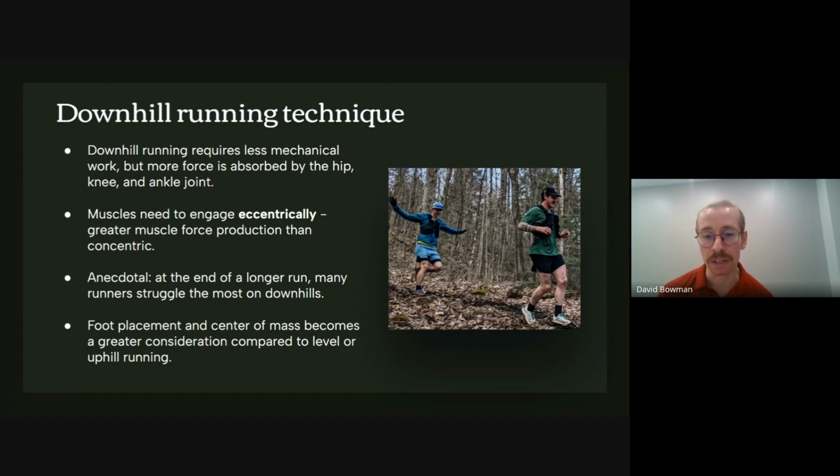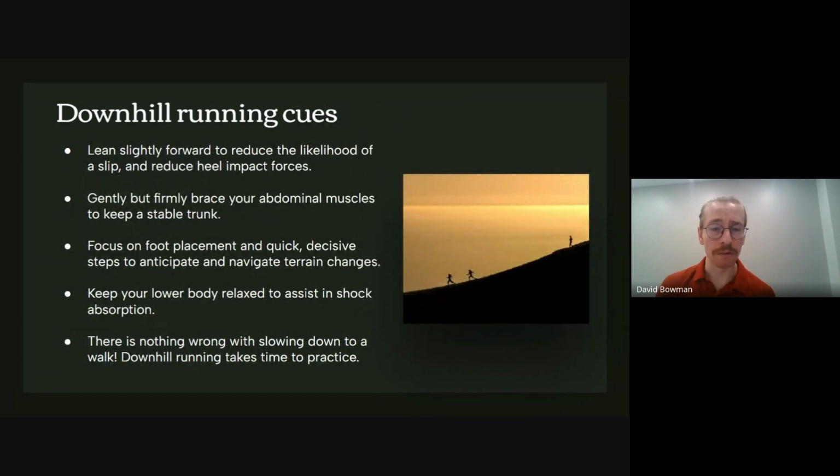I would say that with downhill running, we often see that foot placement and our center of mass, so how our body is positioned over where our feet are falling, is going to be an overall greater consideration compared to level or uphill running. So if we're thinking about some of our cues for downhill running, what I would want people to think about are trying to lean slightly forward. And this is going to do two things.